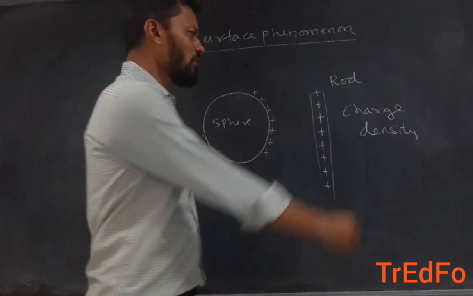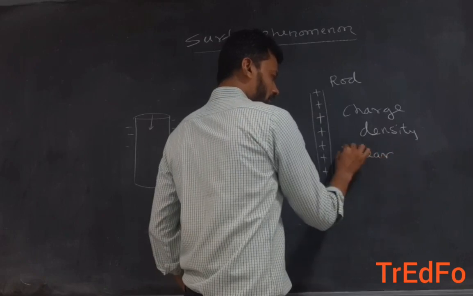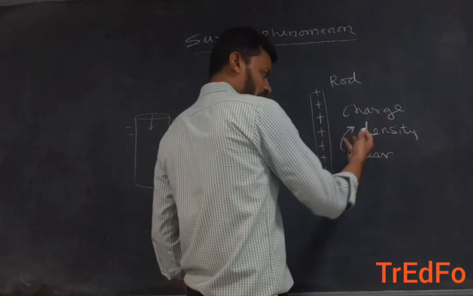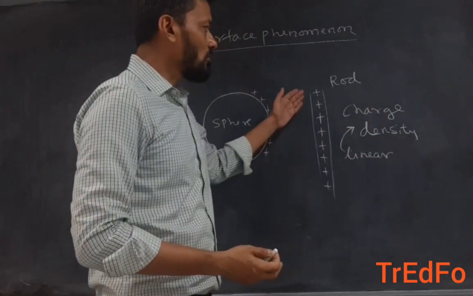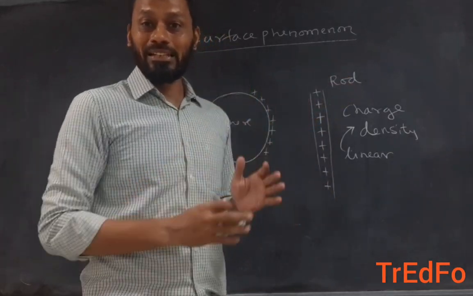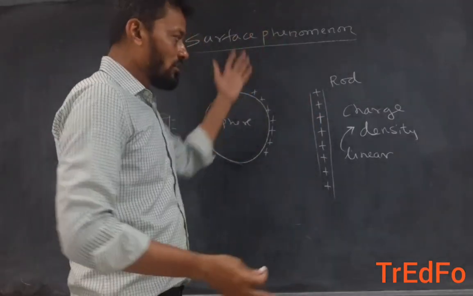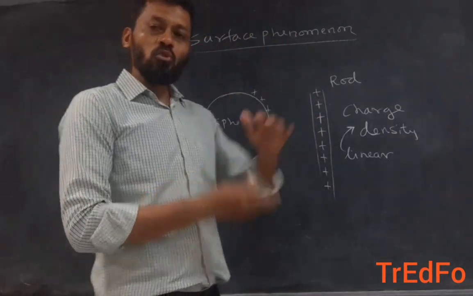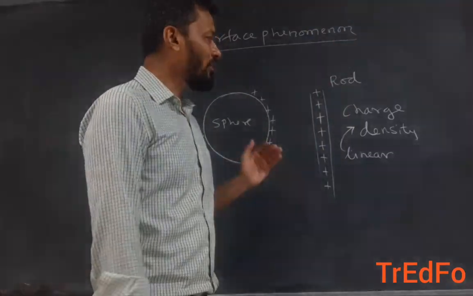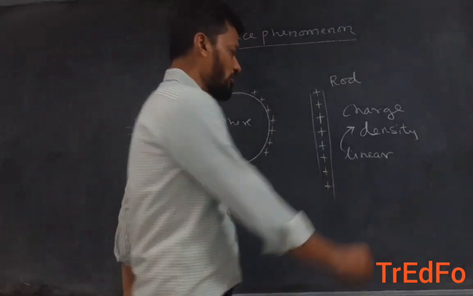Basically, for a rod, the charge density we use is linear charge density. Why? The reason is that on the rod the charges will be on the surface. We don't take it as a cylinder because the length is so large compared to the diameter. So we consider only one thing here: it's a straight line of charges, a linear charge.